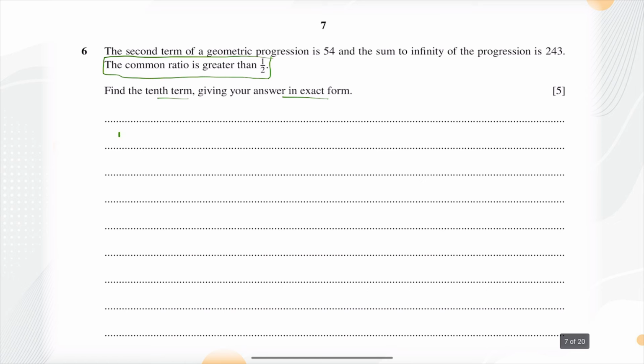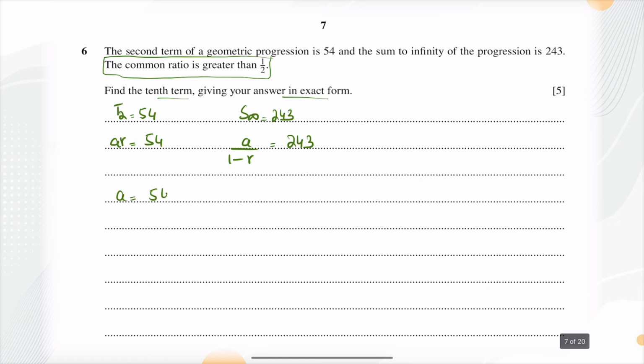So the second term is equal to 54, and the sum to infinity is equal to 243. Let's not waste any space, so I'll drag this here. The second term basically means ar, that's 54, and sum to infinity basically means a over 1 minus r, which is equal to 243. So clearly we can solve these two equations simultaneously to find out what we need. So you can make a the subject.